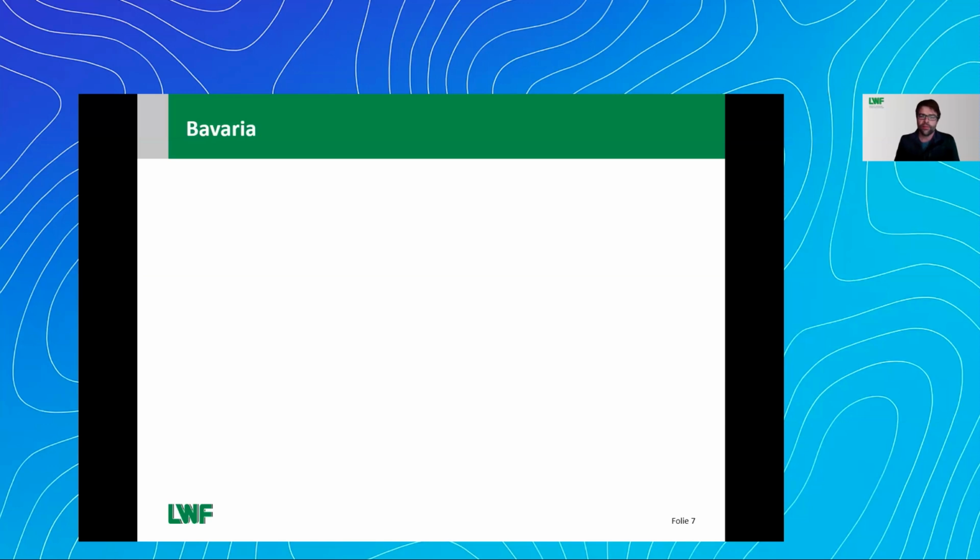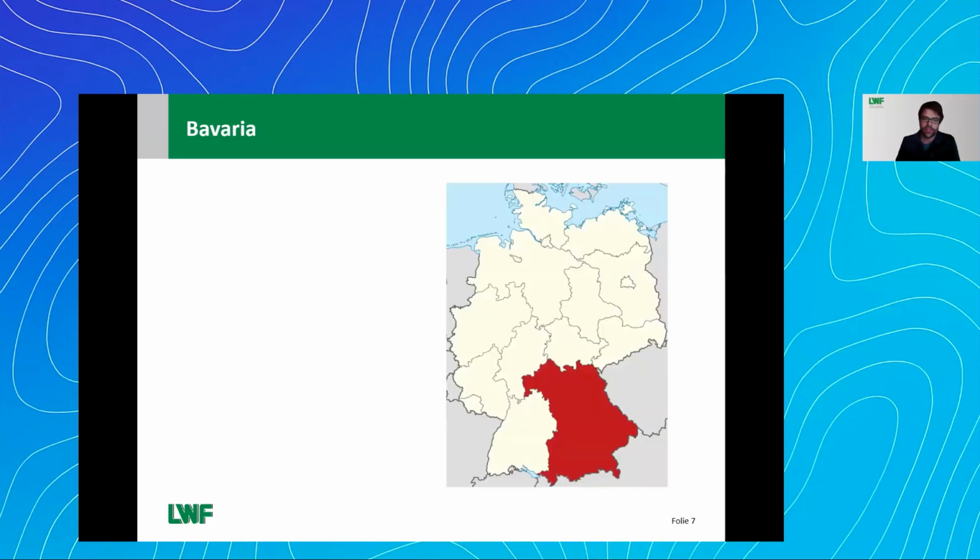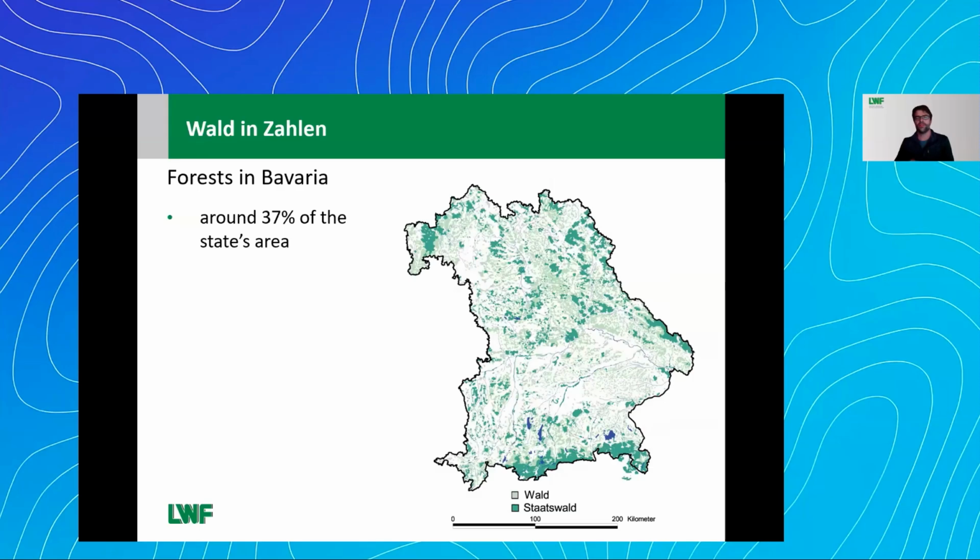Let's have a look at Bavaria. I know you all know your geography, but just to make sure we're all on the same map, Bavaria is the largest state in the south of Germany. So 20% of Germany is Bavaria, bordering with Czech Republic and Austria. And 37% of the state's area are forests. So you can see the dark green is state-owned forest and the light green is all forests.